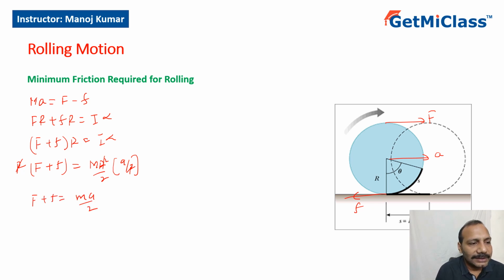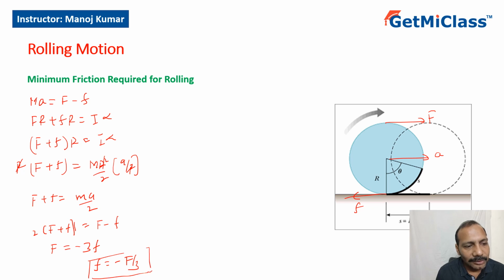Now we have equation 1 and equation 2. If I want to find friction, I have Ma equal to F minus f. So I can write 2 into F plus f equal to Ma, and instead of Ma, I can write F minus f. From this I will get f, the frictional force, equal to minus F by 3. In this particular case, the minimum friction required for pure rolling is minus F by 3.